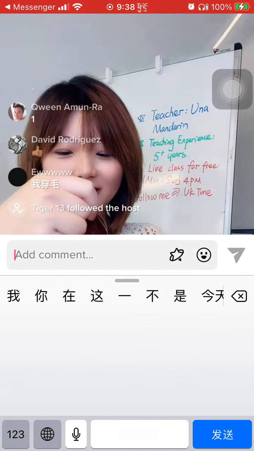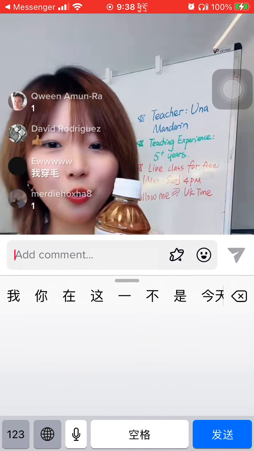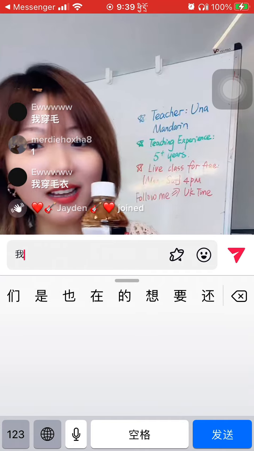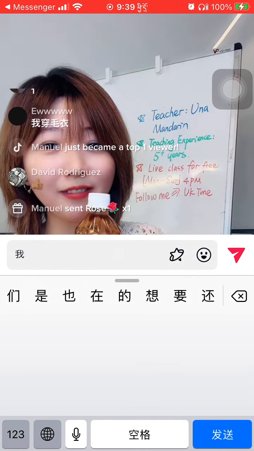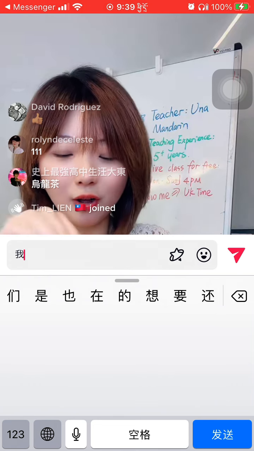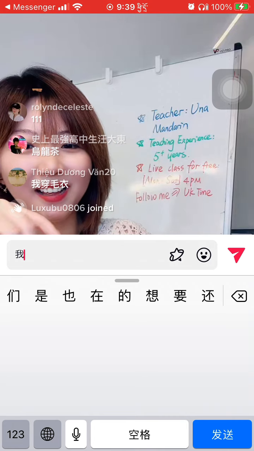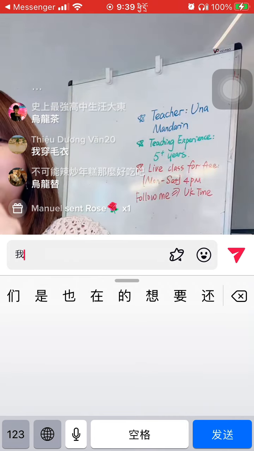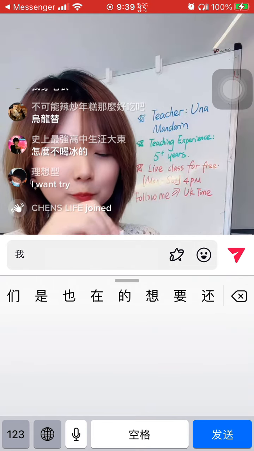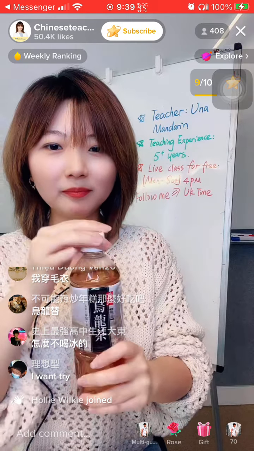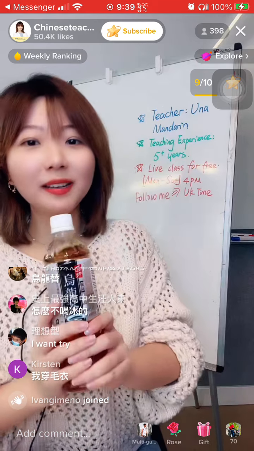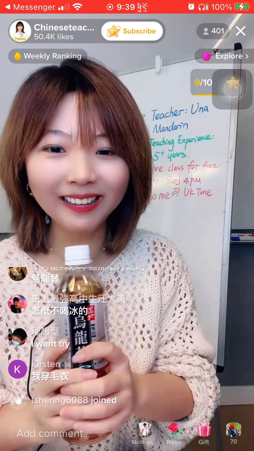Let me introduce tea. My favorite, oolong tea. Have you ever tried this before? If you see this, oolong tea, come and try. This is really, really good. Not sweet at all, just the taste of tea, my favorite one. Yes, oolong cha. 我为乌龙茶代言，太好喝了。怎么不喝冰的？Why not icy? Because icy one is not good for health.